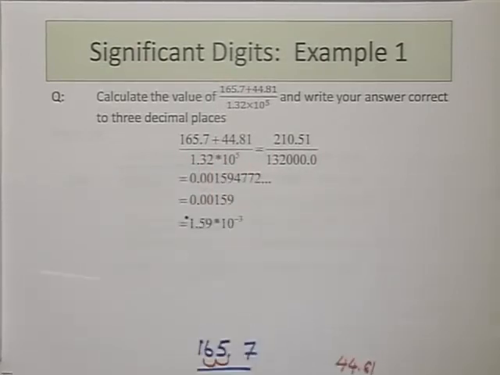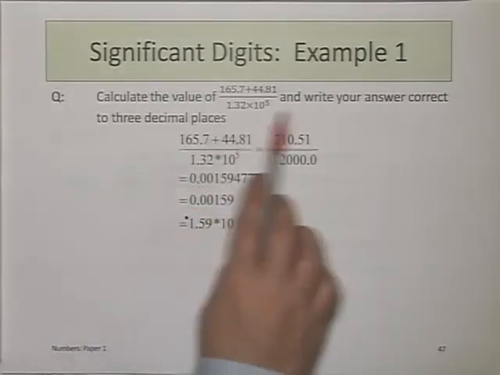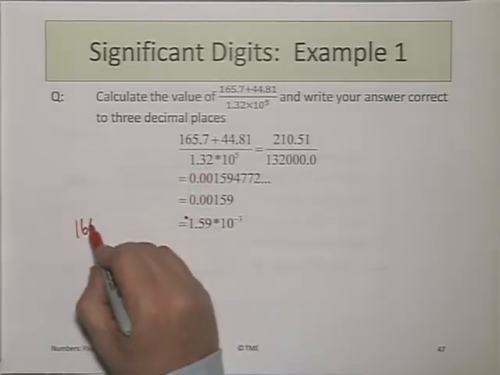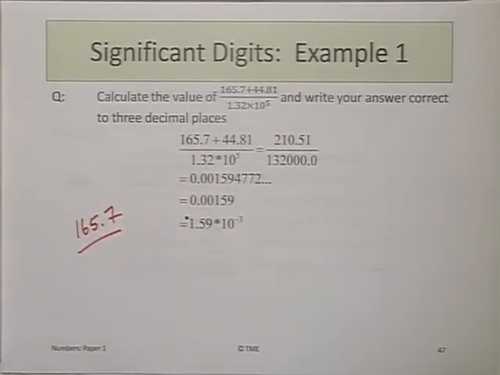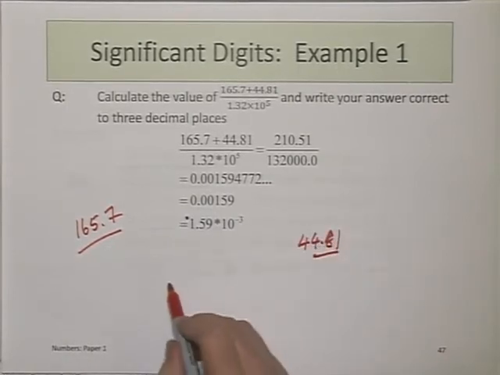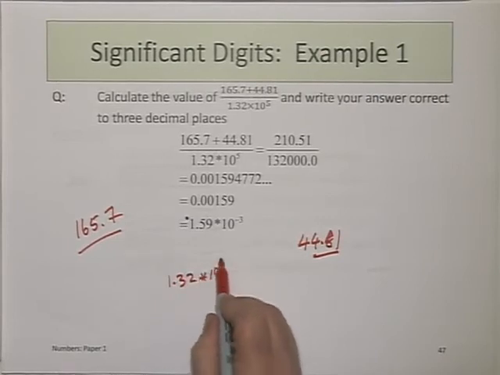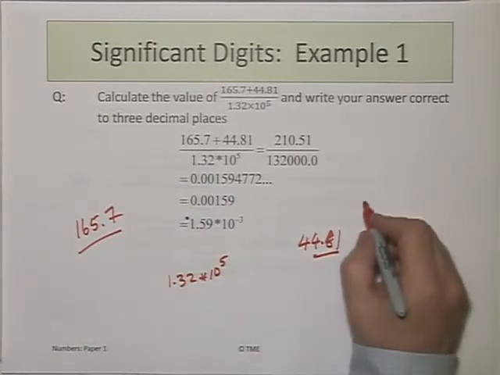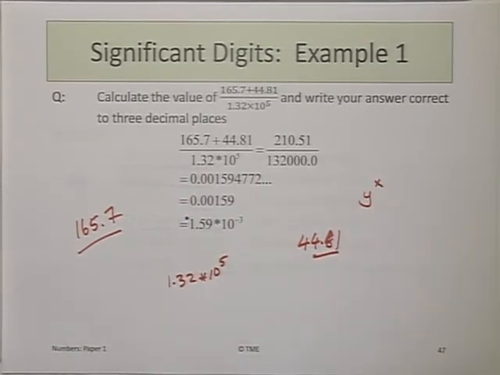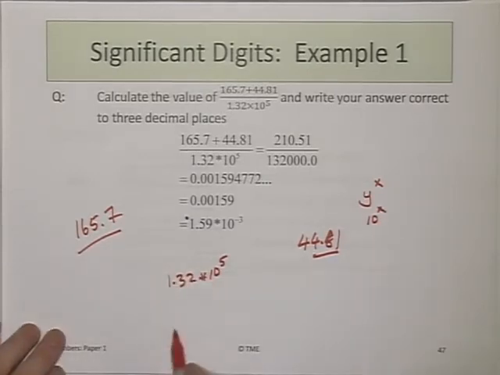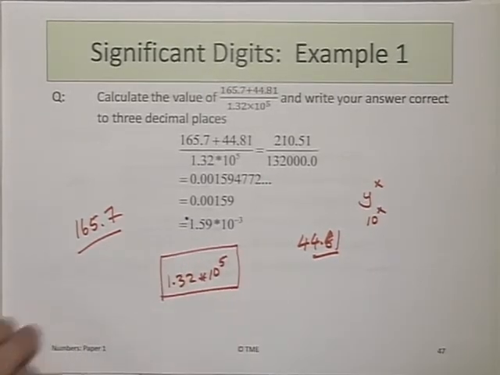So on a calculator, we should be able to calculate the value of this and write your answer to 3 decimal places. On your calculator, 165.7 you can enter. 44.81 is not a problem for you to enter. And 1.32 times 10 to the 5, as long as you're using your brackets right, and you're not carrying stuff on and stuff like that, you should have a button that says something like y to the x. So 1.32 times, it could be 10 to the 5 or 10 to the x. Or you could do this separately first if you wanted and put it into memory.